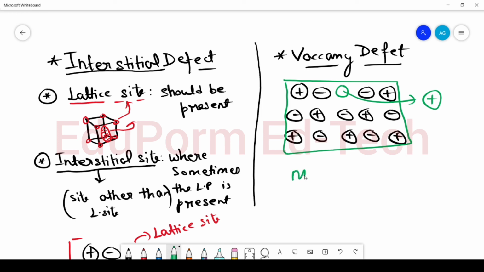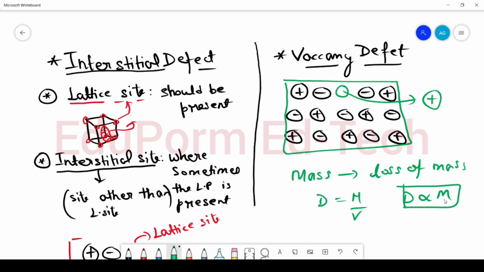And as we can see, there is loss of mass. As density is equal to mass upon volume, density is directly proportional to mass, and as there is loss of mass, the density will decrease because of the vacancy defect. So this is the main concept of interstitial defect and vacancy defect.